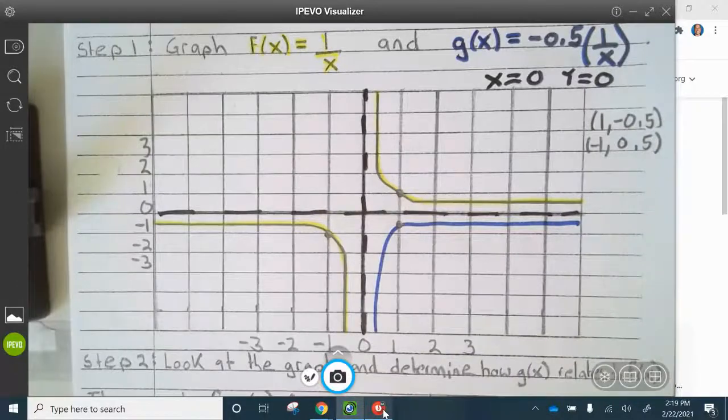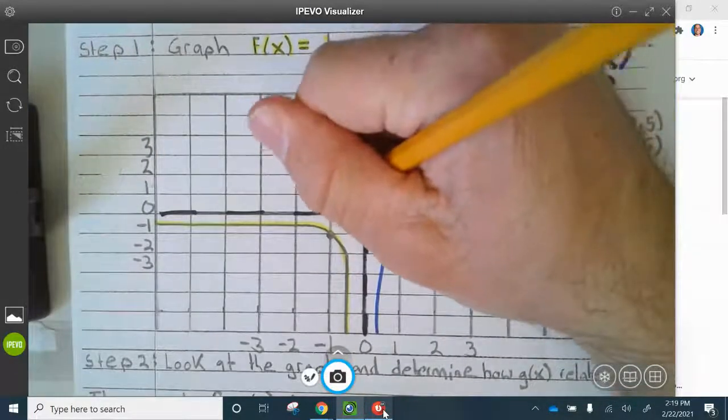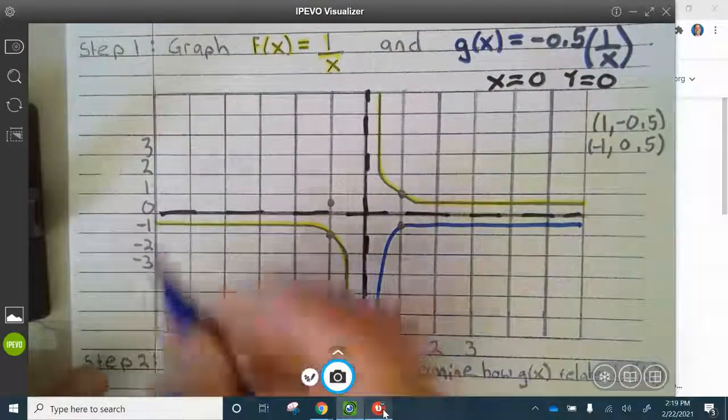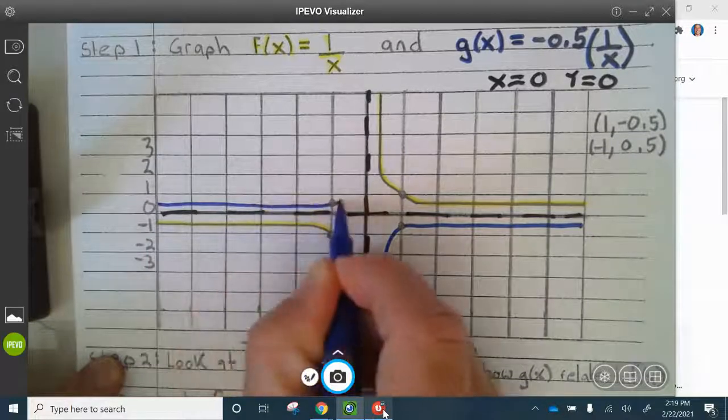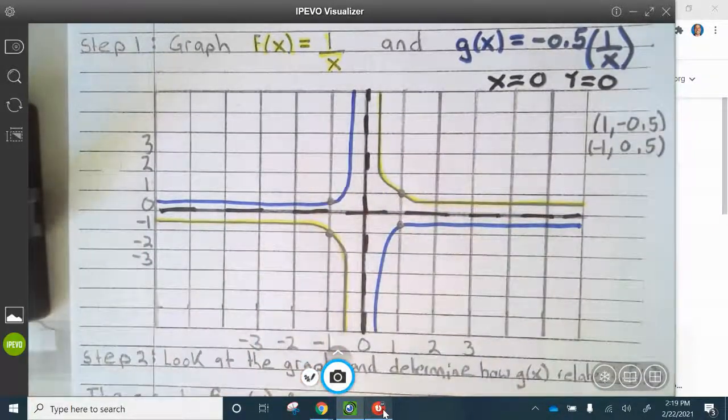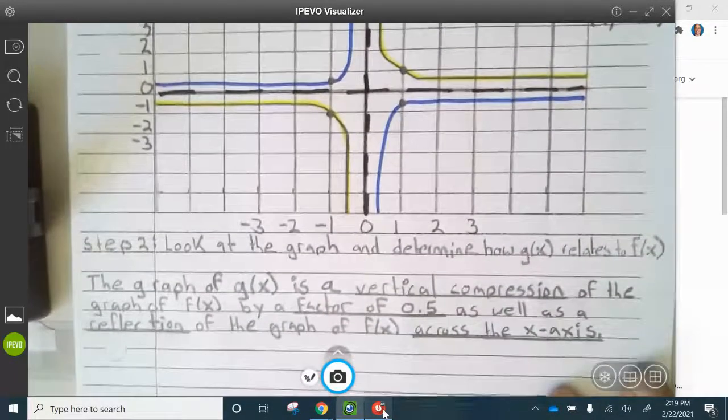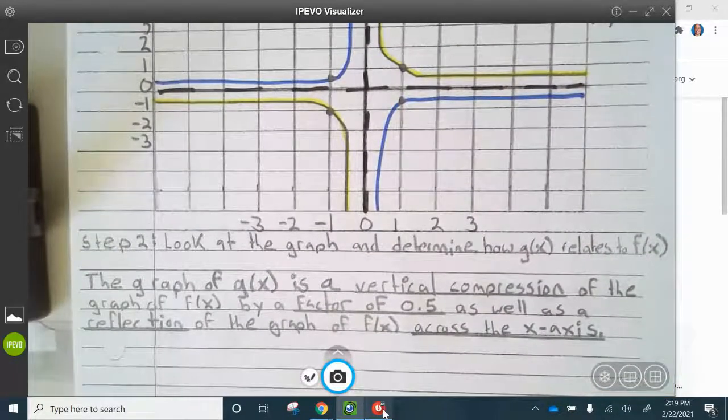Okay. Step 2, look at the graph and determine how g of x relates to f of x. The graph of g of x is a vertical compression of the graph of f of x by a factor of 0.5, as well as a reflection of the graph of f of x across the x-axis. All right, go ahead and finish up 7. Let's take a look at 8.